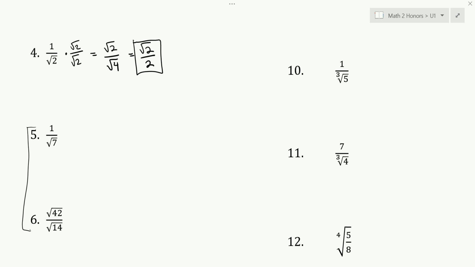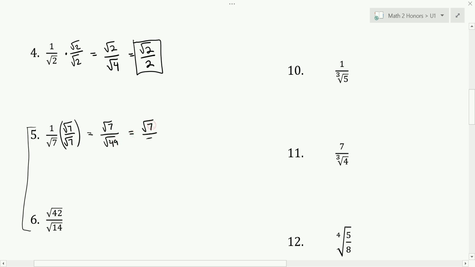Okay, so number 5, you guys chose to multiply by square root of 7 over square root of 7, which really has a value of what? What's the square root of 7 over the square root of 7? 1. So you're multiplying it by 1, and whenever you multiply something by 1, it stays the same value. That's why we're saying that they're equivalent. We're just changing the way it looks. So 1 times square root of 7, square root of 7, square root of 7 times square root of 7, square root of 49. So we get square root of 7 over 7.